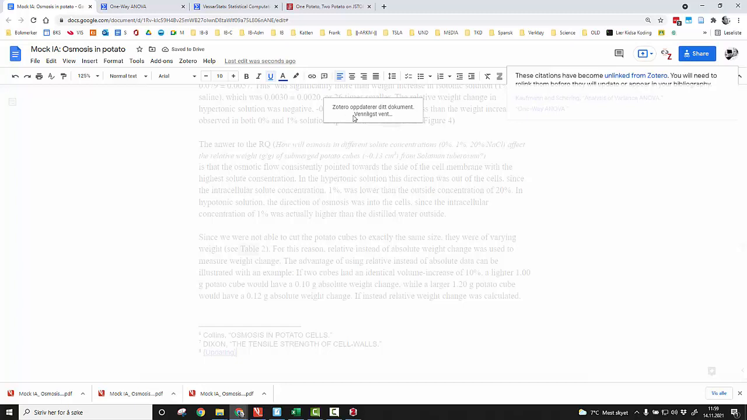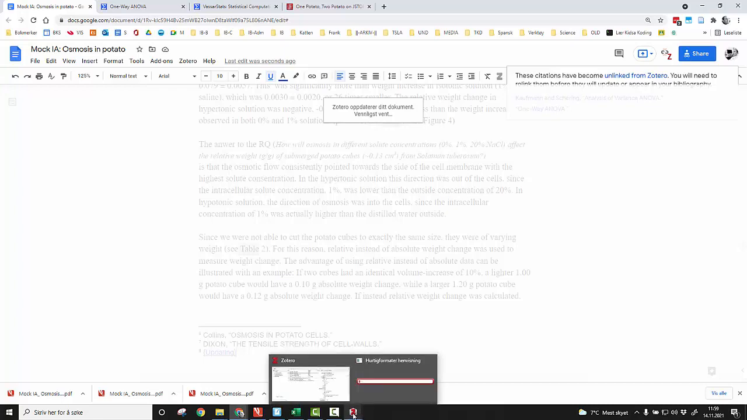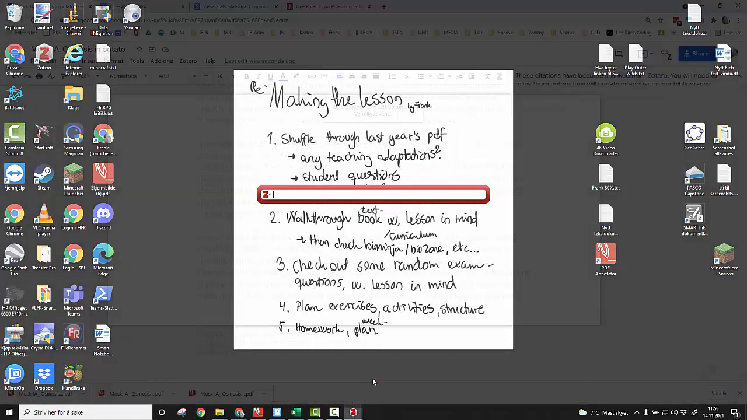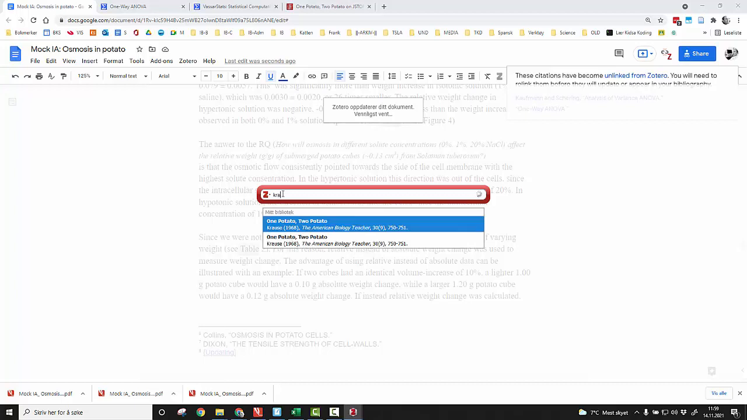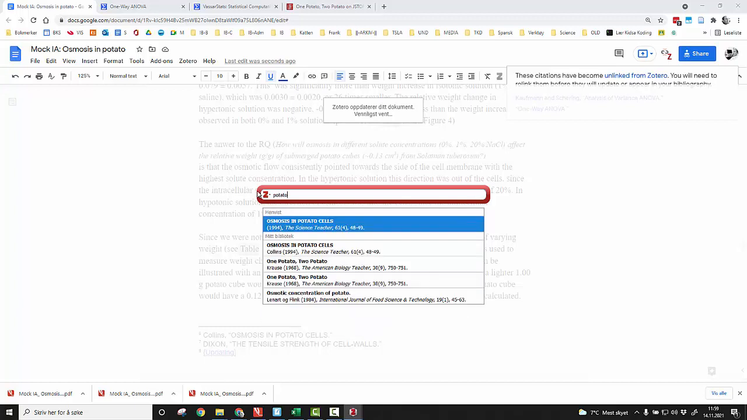And now it looks like the page froze, but actually it's just waiting down here, because the pop-up hid behind the Zotero icon and I have to activate it. This is pretty poor user interface, because now I just have to write something that identifies that paper. Like, remember the author, you might notice his name was Krause, so I can write his author name, or just potato, and then one potato, two potato, whichever way I find it.